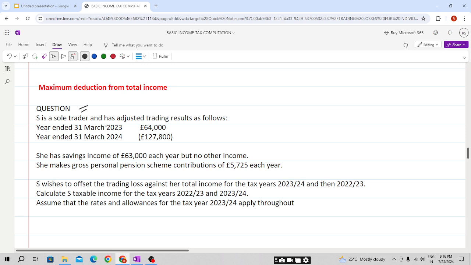S is a sole trader and has adjusted trading results as follows. So students, S is a sole trader, has tax adjusted trading results. Year ended 31st March 2023, that is 22-23 tax year, and year ended 31st March 2024, 127,800. Till here, I hope this question is clear. Now moving forward to our question.